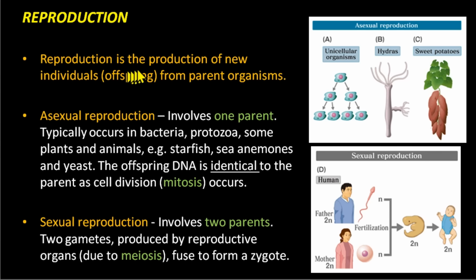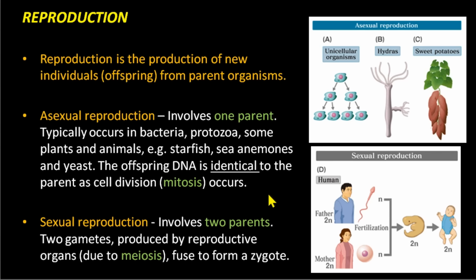Reproduction. So reproduction is the production of new individuals or offspring from parent individuals. We have two types, asexual and sexual. Asexual reproduction involves one parent. It typically occurs in bacteria, protozoa, and some plants and animals. The examples would be starfish, sea anemones, and yeast. The offspring DNA is identical to the parent as cell division or mitosis occurs. That occurs when there's only one cell division and one parent cell splits into two daughter cells.